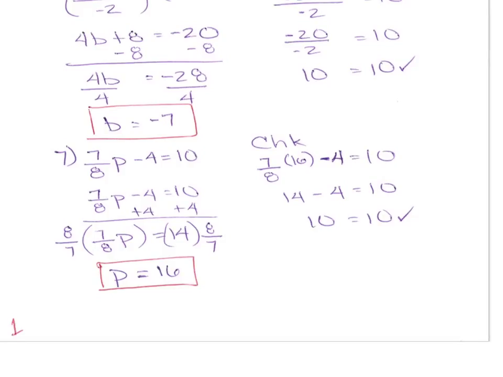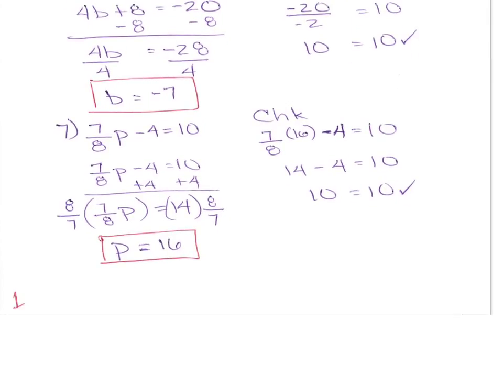So here is problem 7. We have 7 over 8p minus 4 is equal to 10. To solve for p, we need to isolate p by itself. First thing we're going to do is, since it's a minus 4, add 4 to both sides. Now we end up with 7 over 8p is equal to 10 plus 4, which gives you 14.